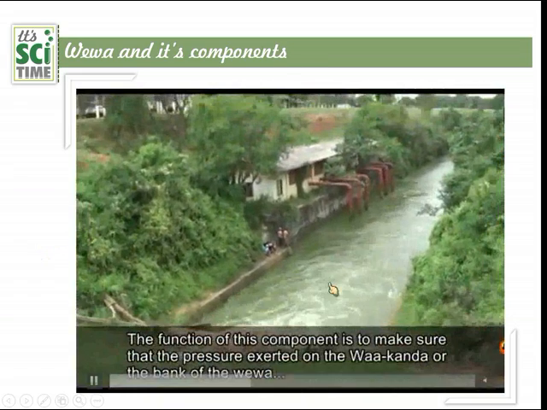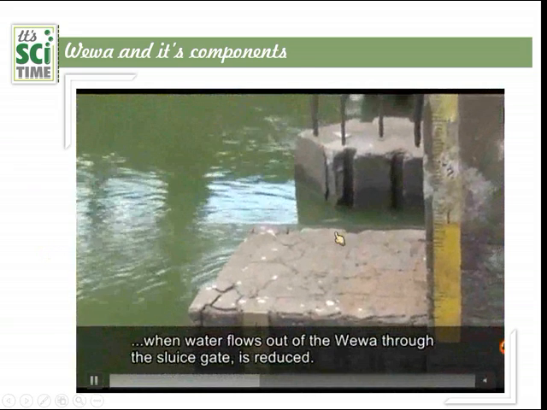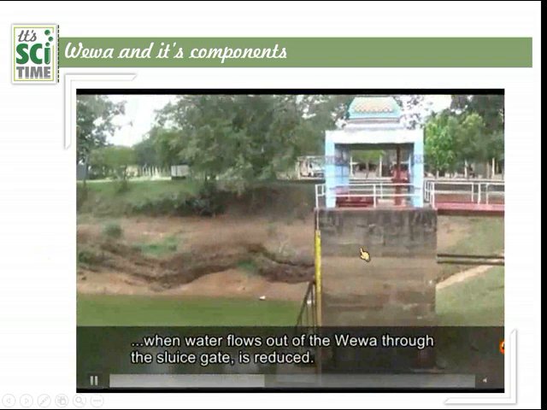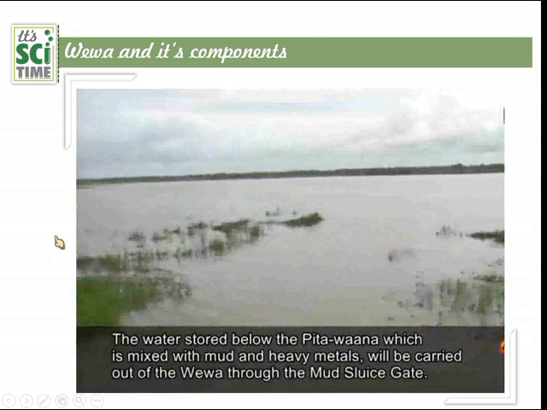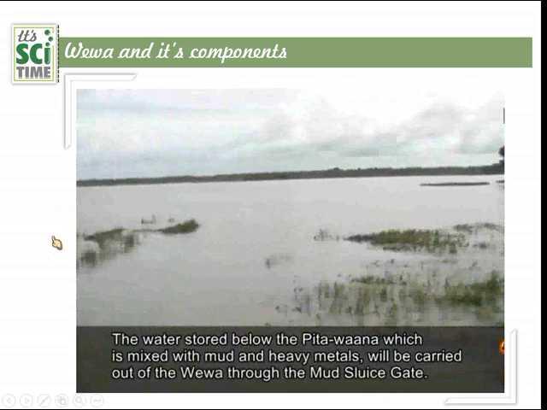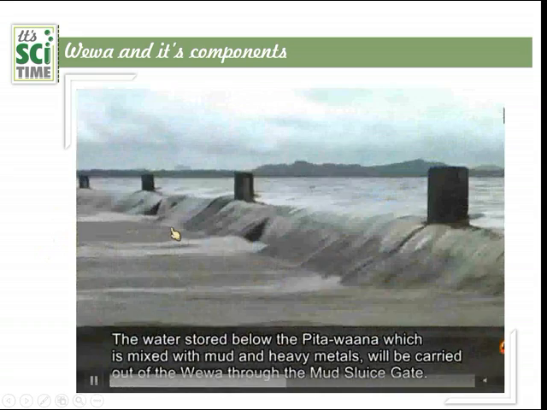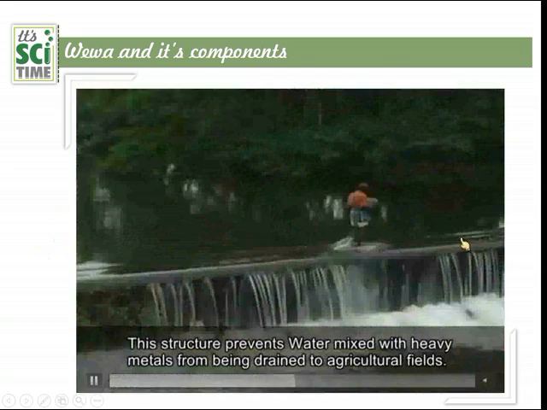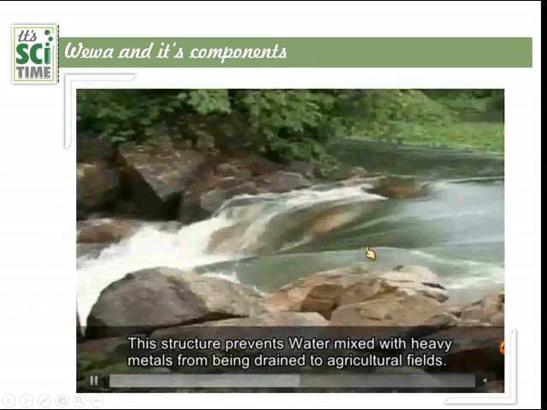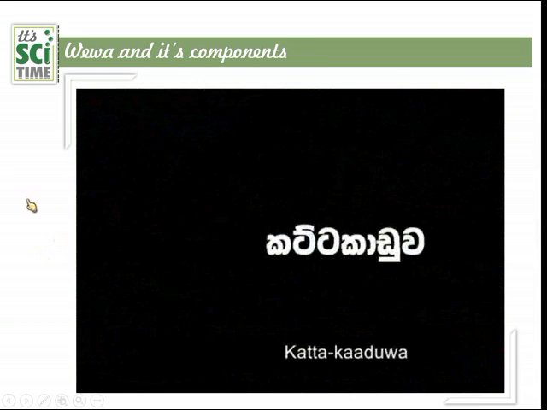And water taken out from these types of canals here is taken out from the sluice gates. These are the sluice gates, and this sluice gate is used to prevent the mud flowing out from the lake to the farmer. When the water is overflowing, to prevent the mud and the heavy metals flowing out, we use that one. That's how the excess water is taken out.